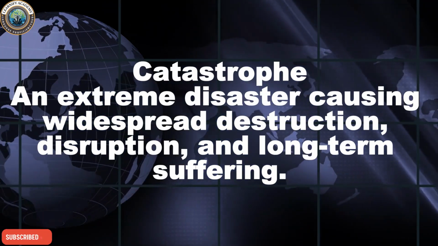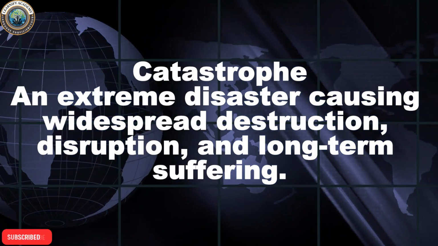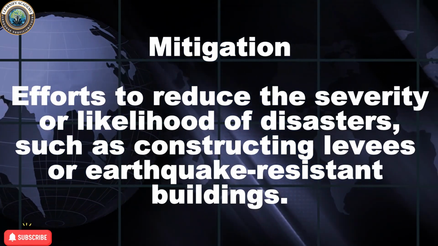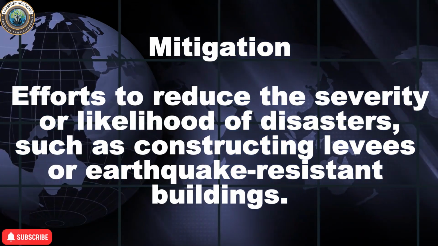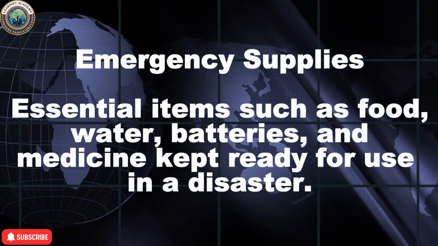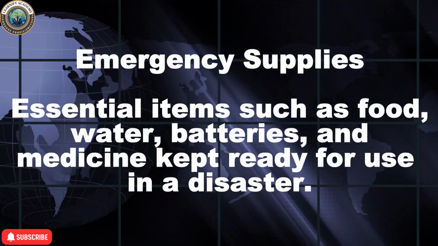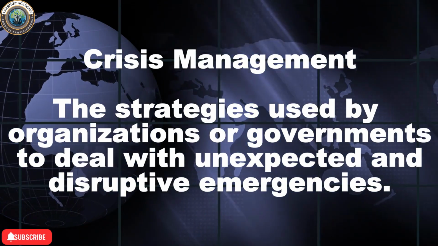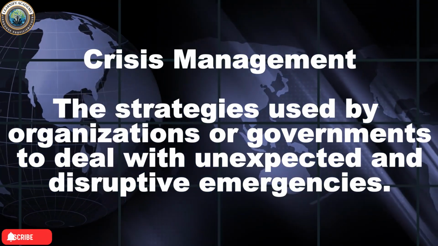Catastrophe, an extreme disaster causing widespread destruction, disruption, and long-term suffering. Mitigation, efforts to reduce the severity or likelihood of disasters, such as constructing levees or earthquake-resistant buildings. Emergency supplies, essential items such as food, water, batteries, and medicine kept ready for use in a disaster. Crisis management, the strategies used by organizations or governments to deal with unexpected and disruptive emergencies.